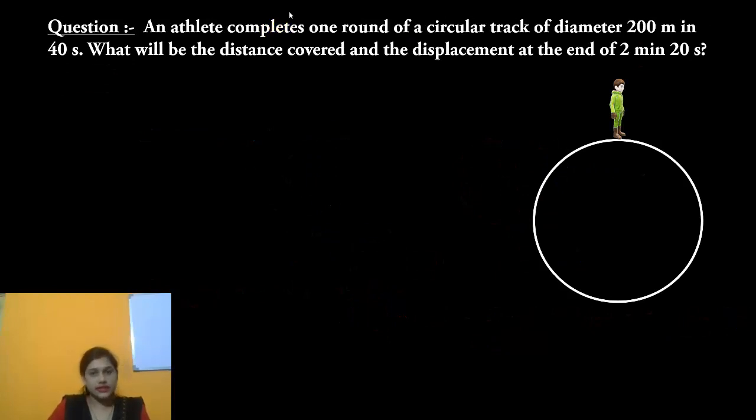So the next question is, an athlete completes one round of a circular track of diameter 200 meters in 40 seconds. So what will be the distance covered and the displacement at the end of 2 minutes and 20 seconds? This is a very important question, and it will always be asked in your annual exam, these types of questions. How can we solve this question?